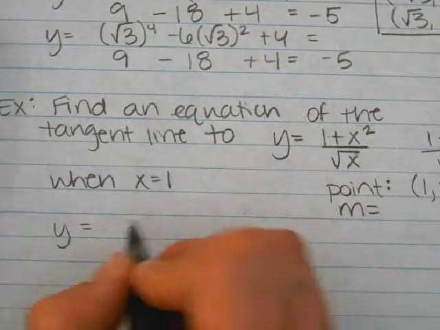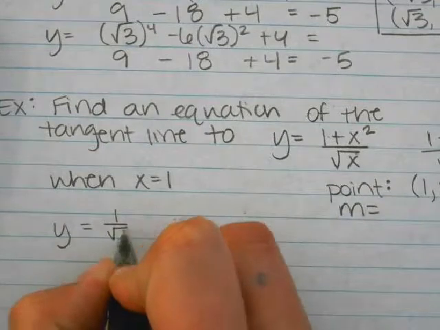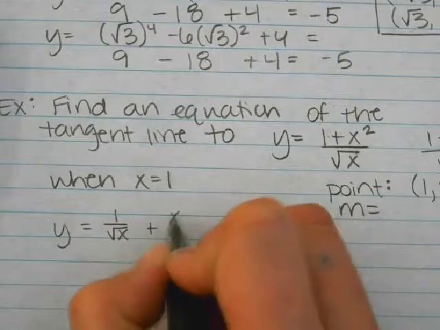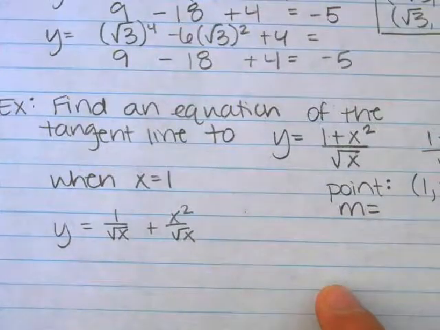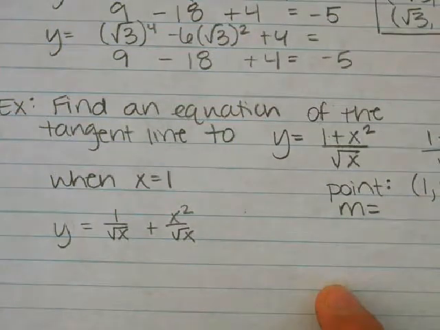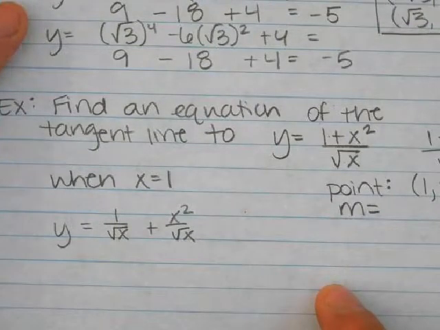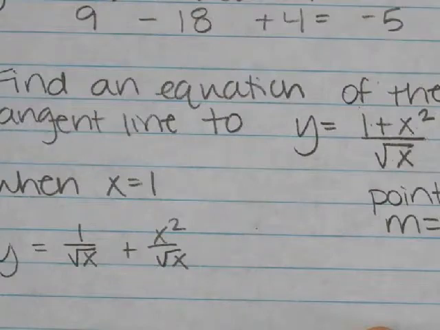We shouldn't have that yet. So I'm going to say 1 over square root x plus x squared over square root x. So it's kind of like they had a common denominator and they put the two fractions together. And I'm going to go ahead and separate the two fractions and separate them back out. So this is me just making the original equation one that's going to be easier for me to work with.